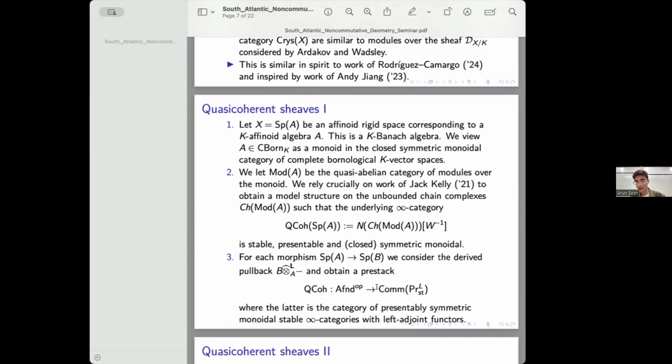So this notation means these categories are compactly generated, in particular presentable. The L means all the functors are left adjoints, right? So all these pullback functors are left adjoints. Stable means that the categories are stable infinity categories. And then the last symbol just means that they are symmetric monoidal categories, right? So we have a pre-stack of presentable, stable, symmetric monoidal infinity categories with left adjoint functors between them. So that's all this means. This is a very good situation to be in. We have lots of nice categorical properties.